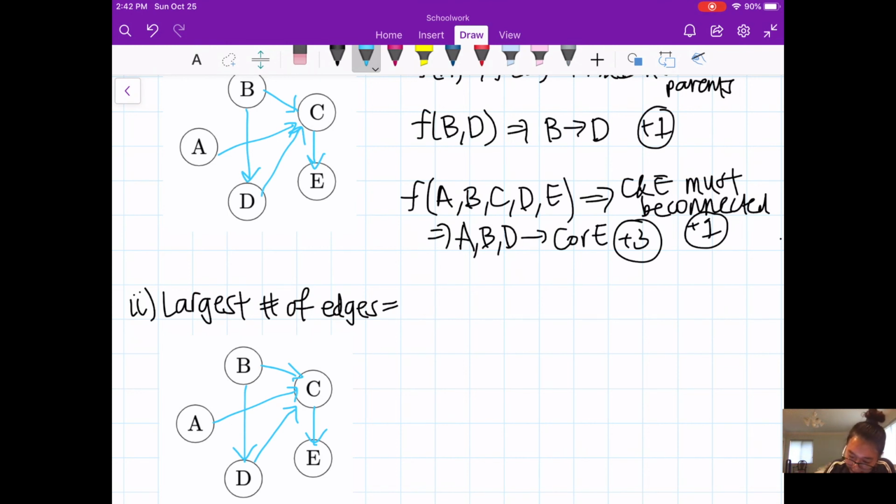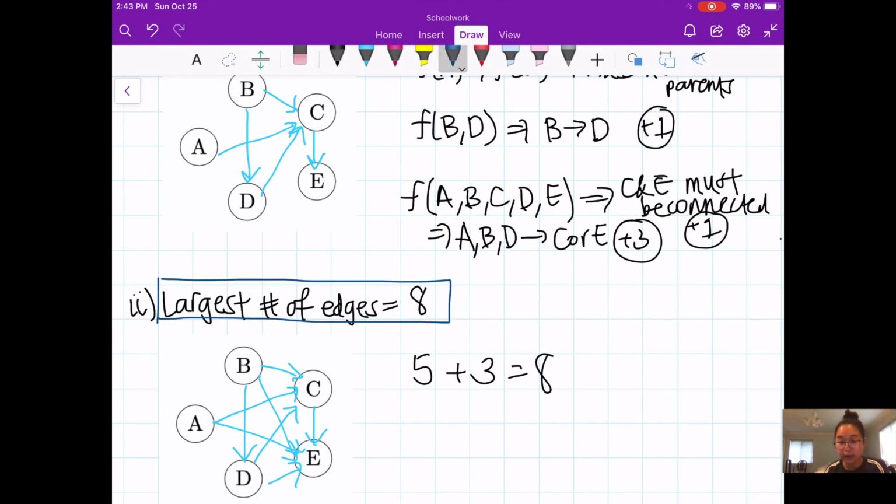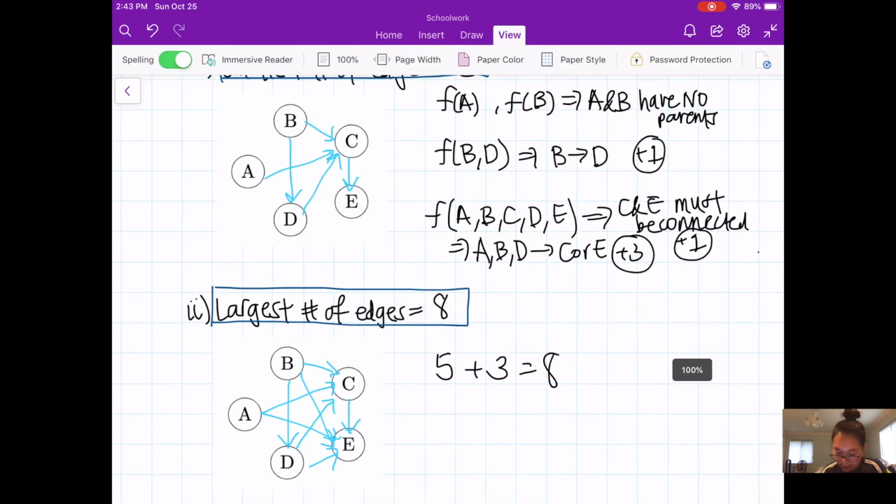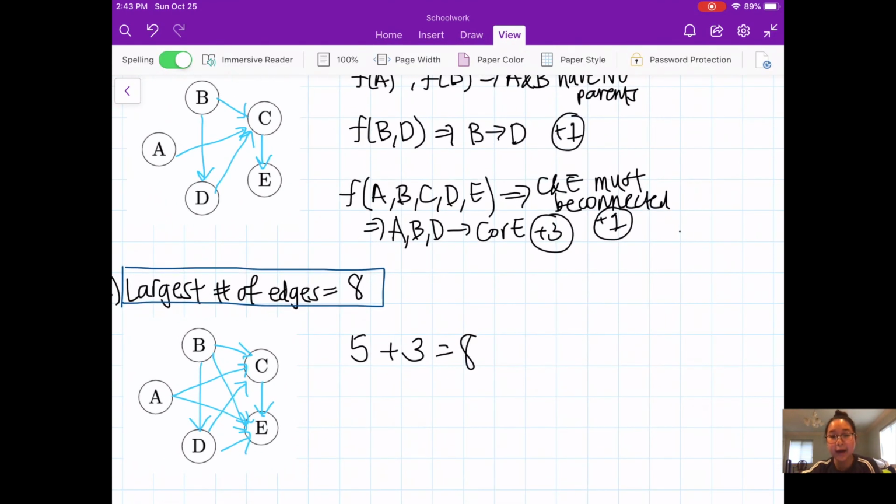They can just connect to E, and this factor would still happen, but it is not mandatory. So that's why we have our original 5 edges, and then if we add the 3 of A, B, and D all connecting to E, this will give us a total of 8 edges. So that's why our largest number of edges is 8, and this is the resulting graph that you would get. So yes, that is it for the section, and yeah, have a nice day.